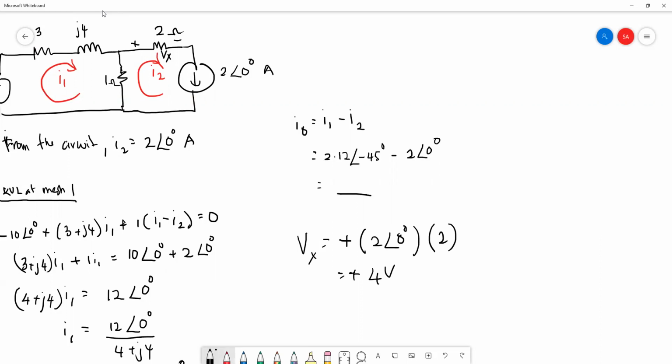So just ignore the polarity first. What you need to do is the mesh current analysis, get the values of I1 and I2, and after that you can go on to solve the specific question, for example, calculate Vx with this polarity.